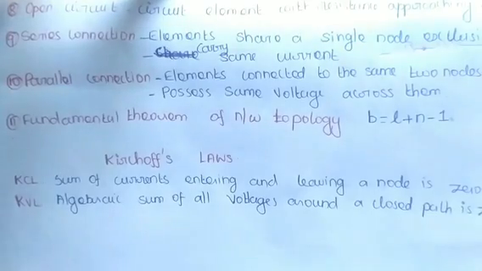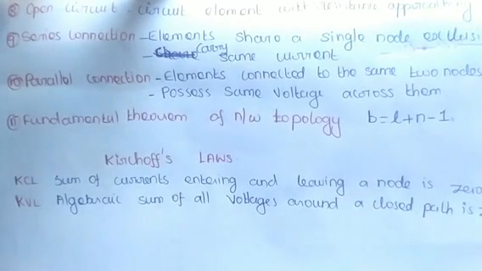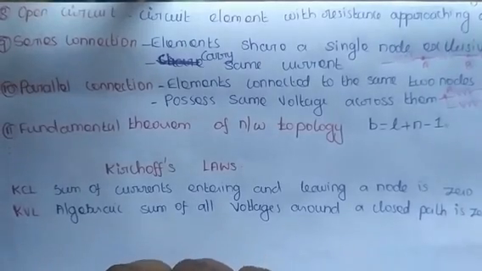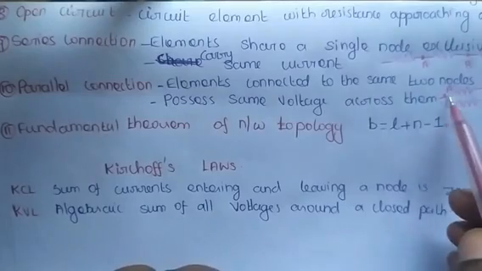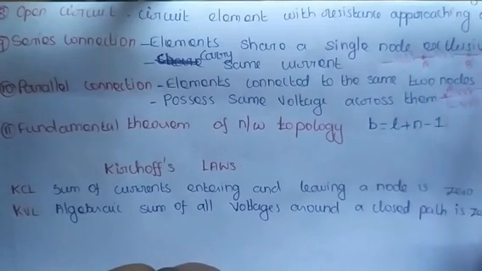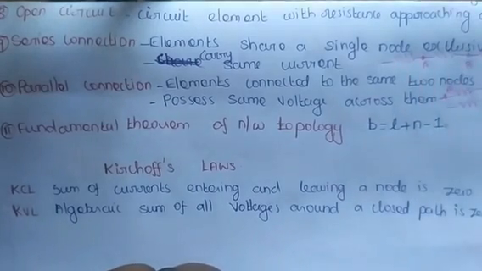Two elements are said to be in series connection if they share a single node exclusively, so the same current will flow through that element. Two elements are said to be in parallel connection if they are connected to the same pair of nodes. So these two resistors are said to be in parallel. These three resistors are in series.